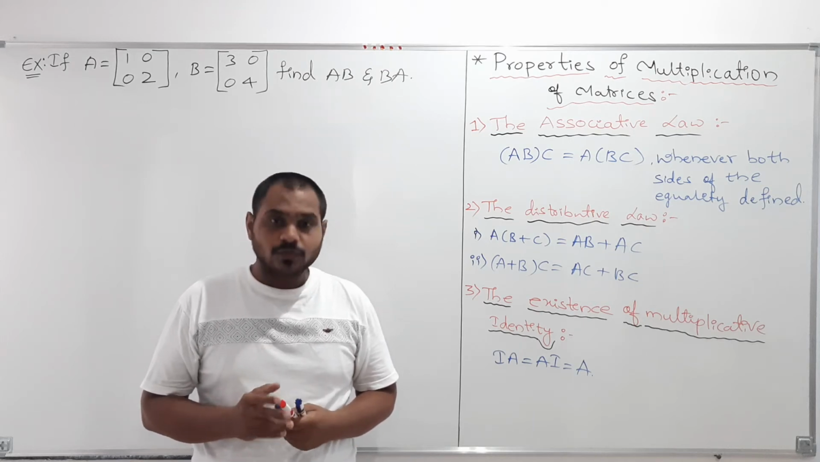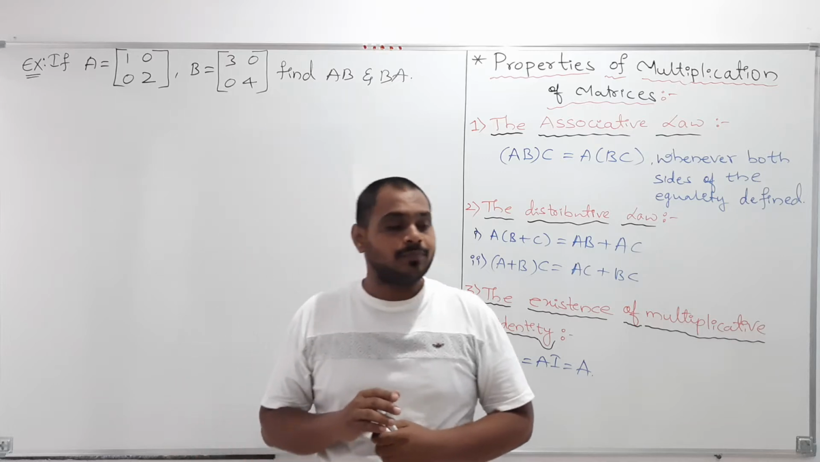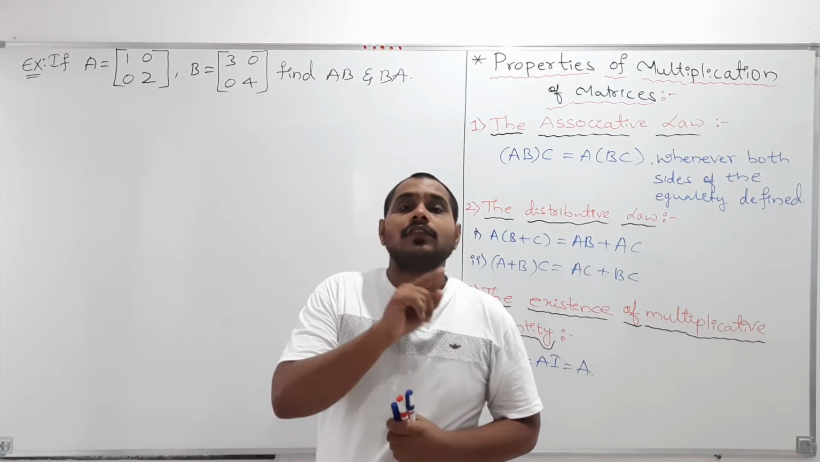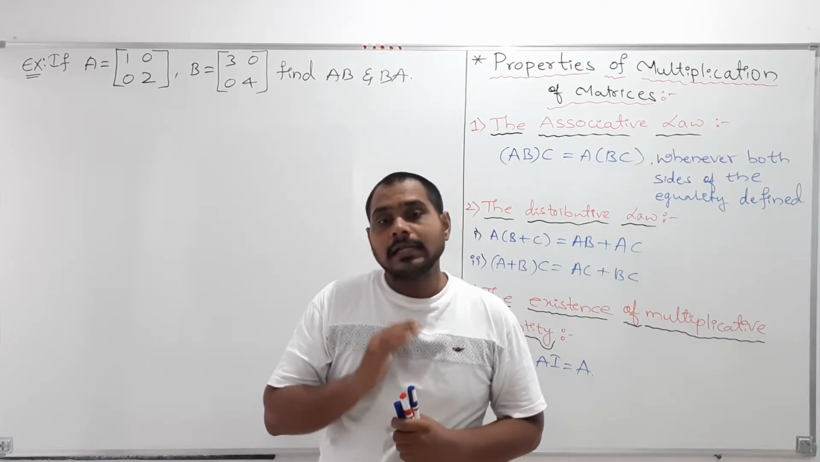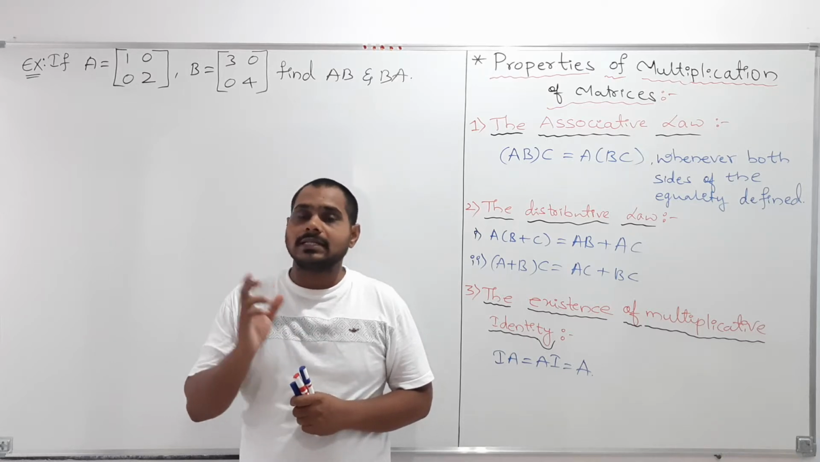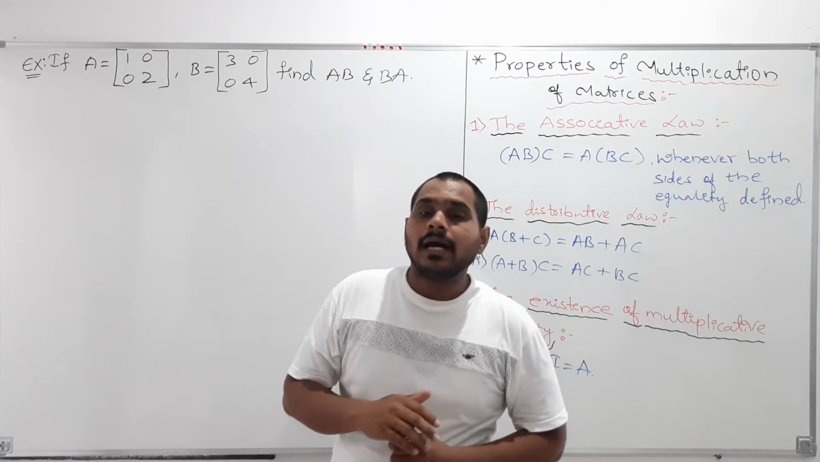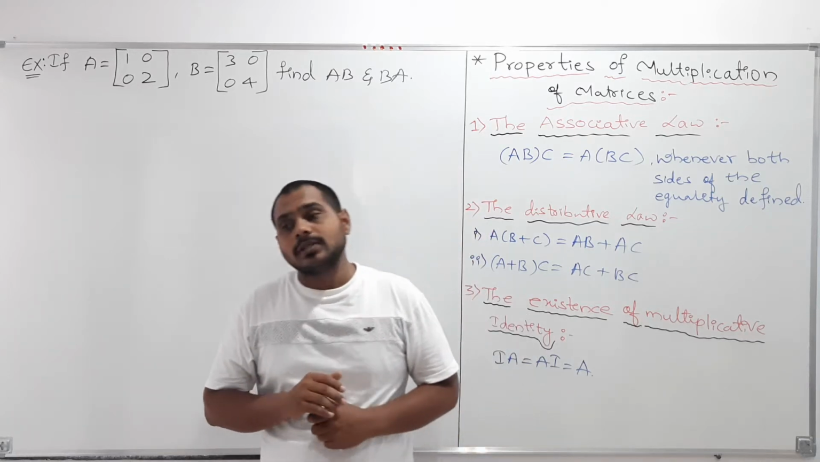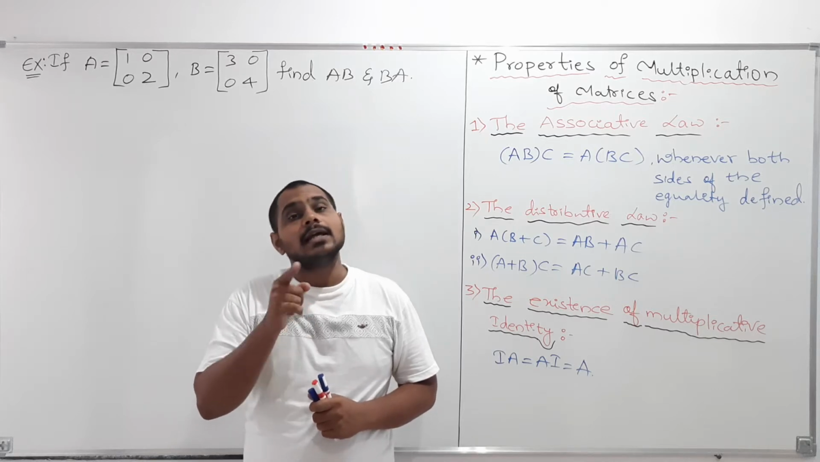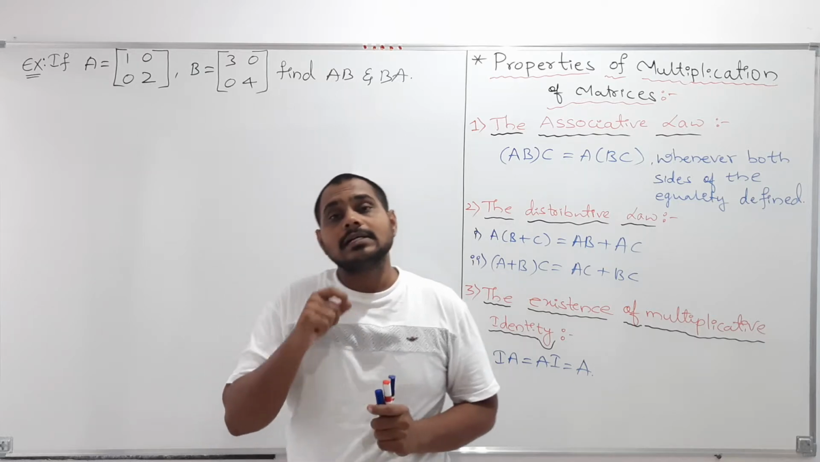In the previous videos, we discussed the non-commutative property. While discussing it, I told you that if AB and BA are defined, it is not necessary that AB is equal to BA. We took an example of that in the previous videos. And also I told you that if AB is defined and BA is also defined, it is not necessary that AB is equal to BA.